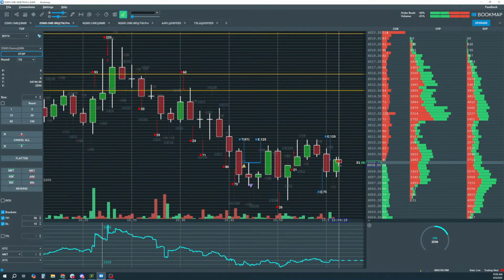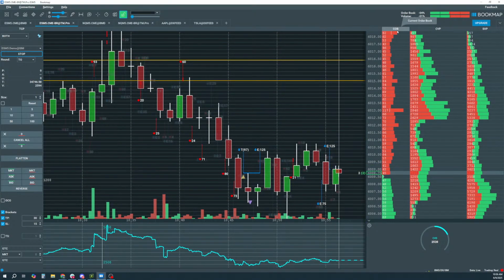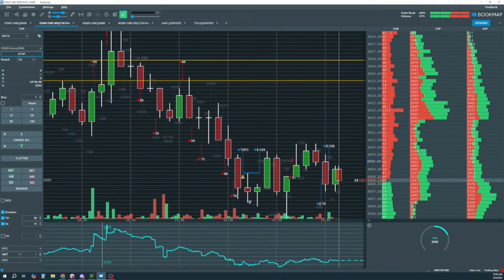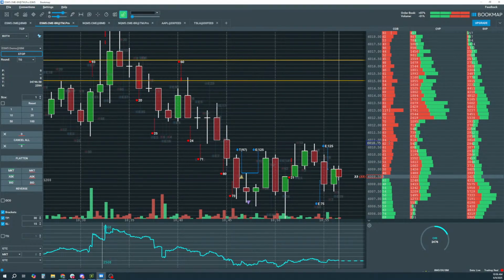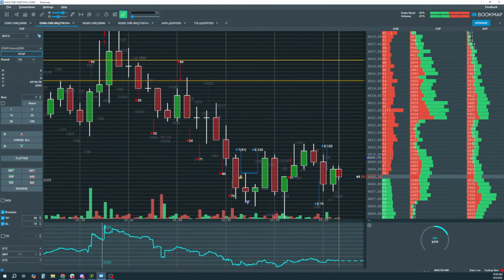Okay, and what we're doing with the COB column in here, you can see, this is your orders here on the offer and orders on the bid here. Okay, these are your passive orders, your limit sells and limit buys. This is what makes the market.